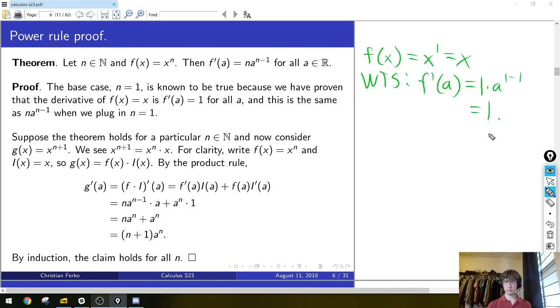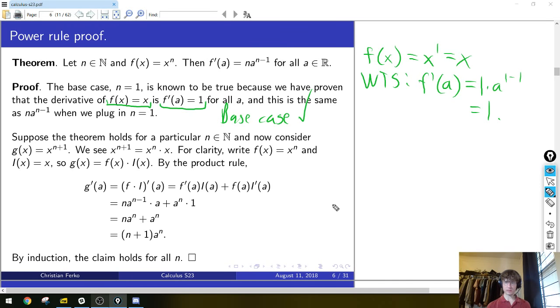But we've already proven that, actually, because we've proven that for any line mx plus b, the derivative is m, and this is simply a line with m equals 1. So in fact, we've already proven this. The derivative of f of x equals x is f prime at a equals 1 for any a. And that's the same as the formula we're trying to prove. So we've proven the formula in this case, n equals 1, from last time. So that's our base case, done. Base case.